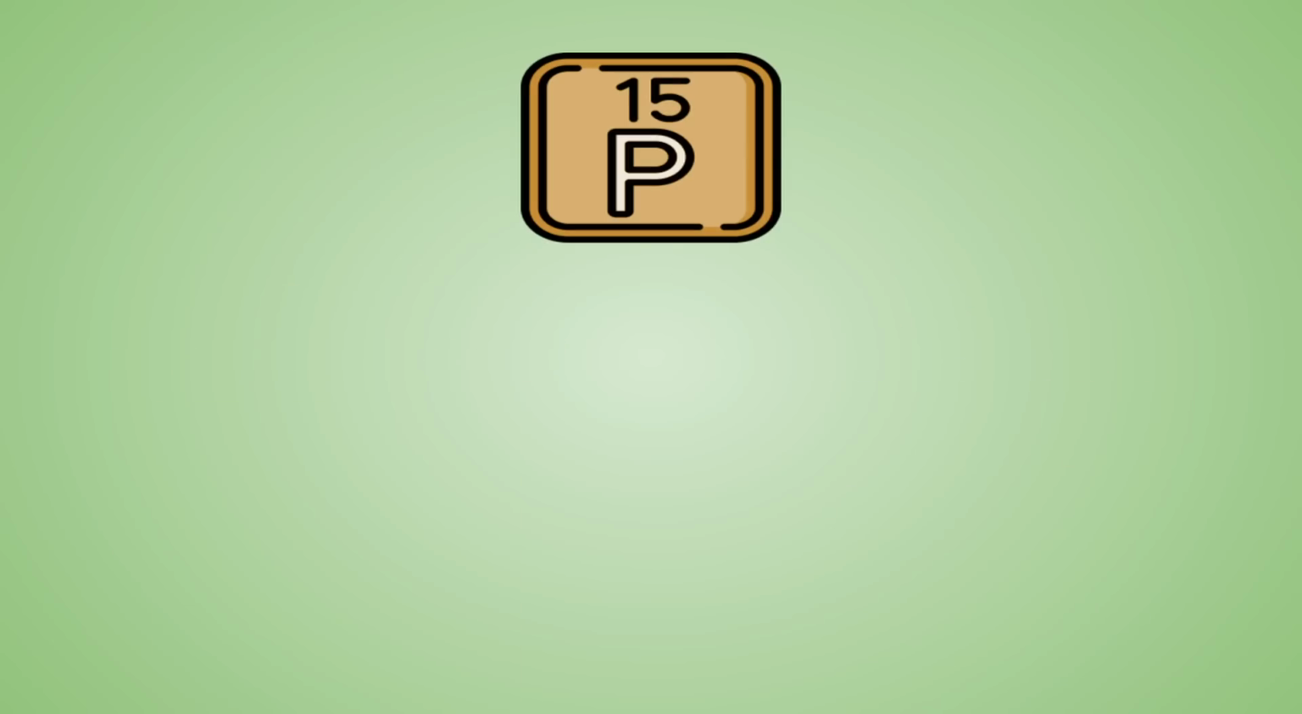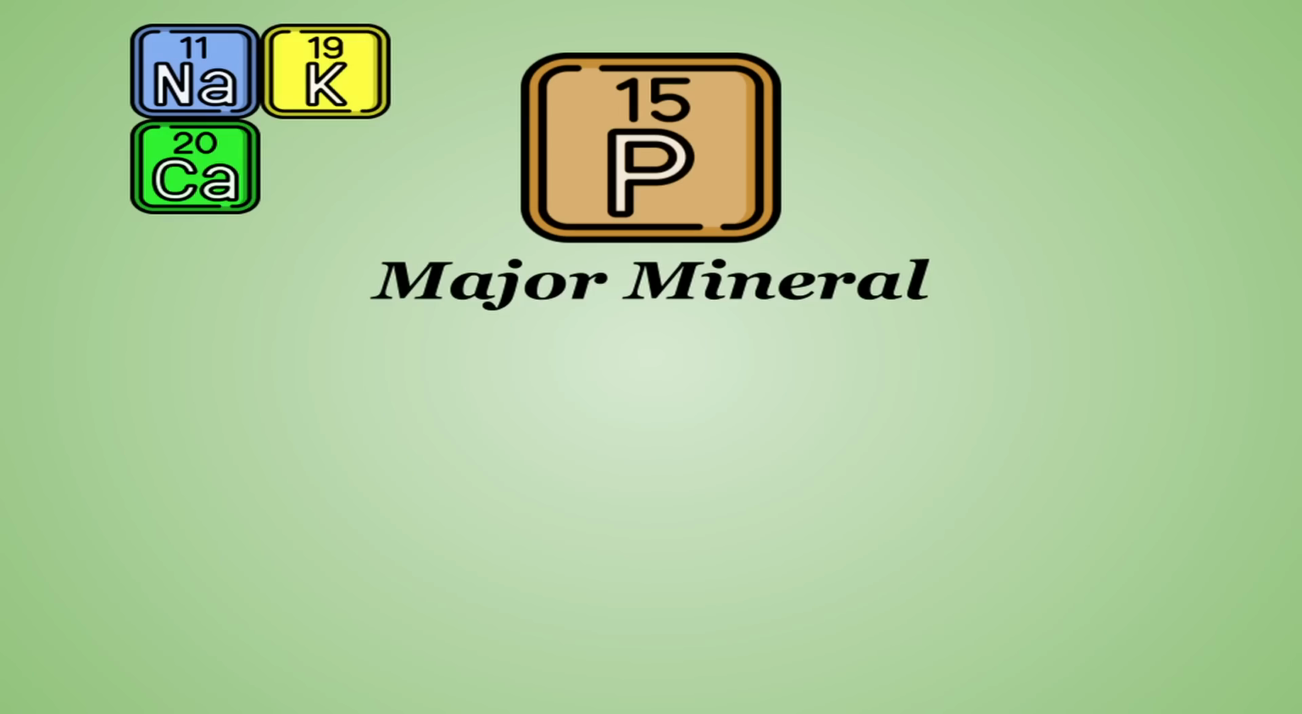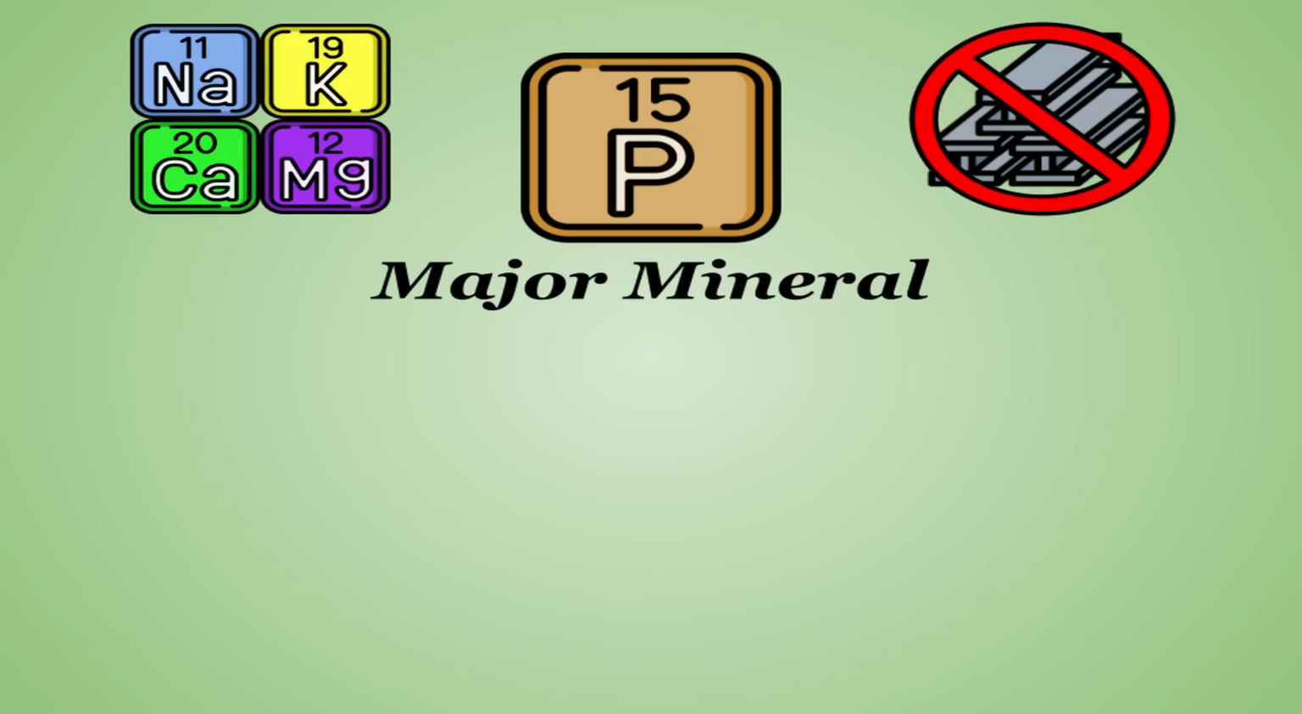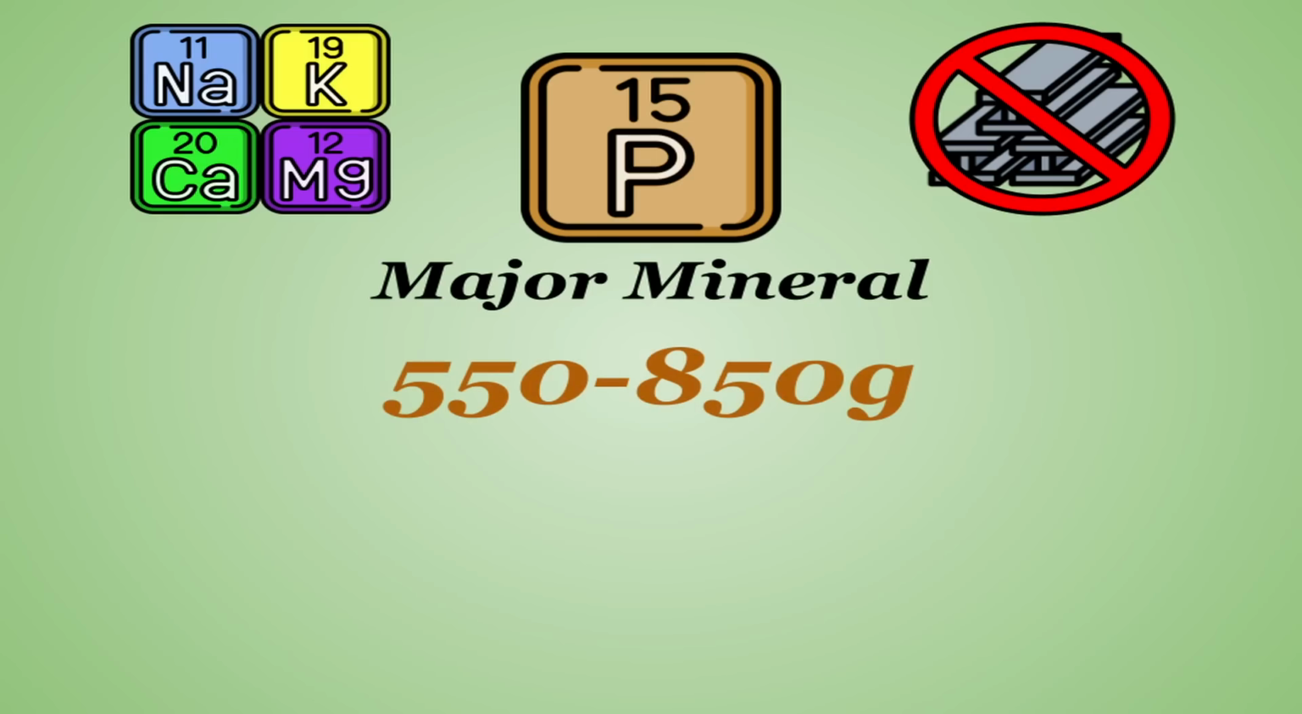Phosphorus is considered a major mineral, meaning it's needed in much higher quantities than most, like sodium, potassium, calcium, and magnesium. Phosphorus is also notably the only non-metal major mineral. The average human body contains between 550 and 850 grams, making it one of the most abundant minerals in the body. About 85% of that is stored alongside calcium in the bones.